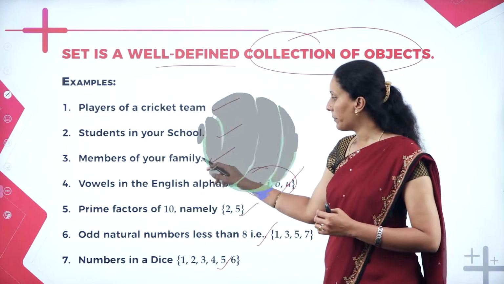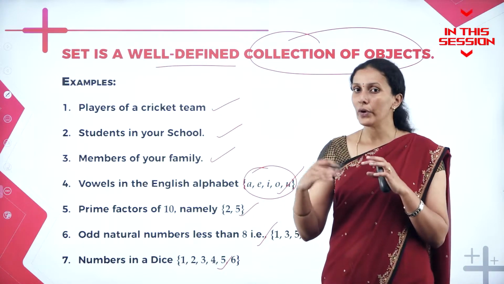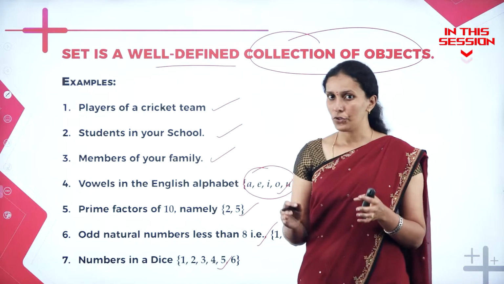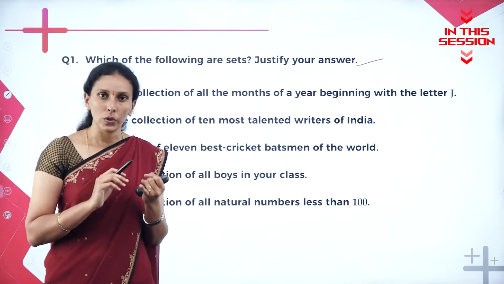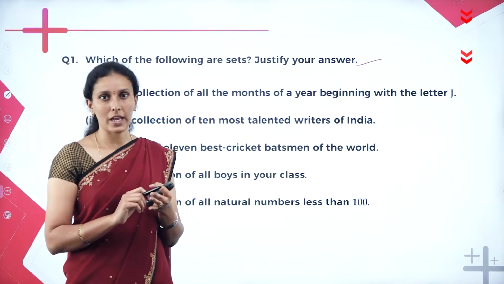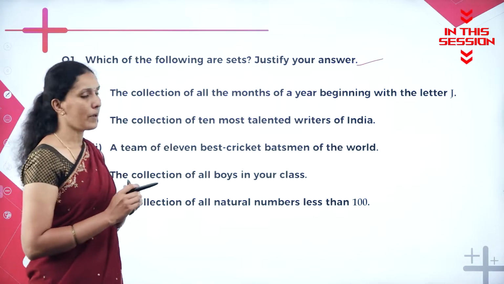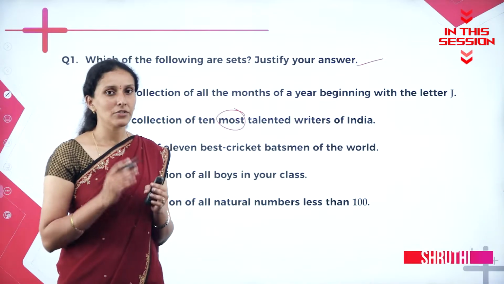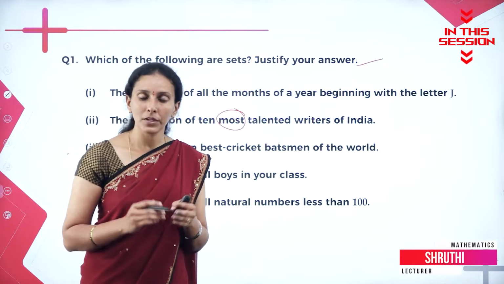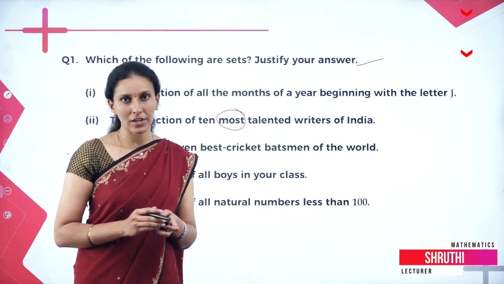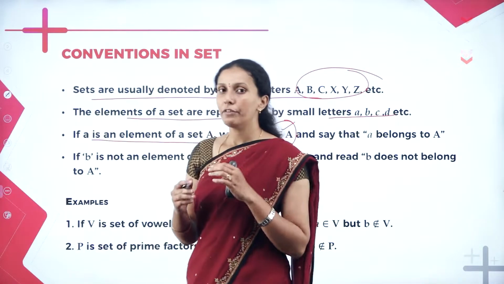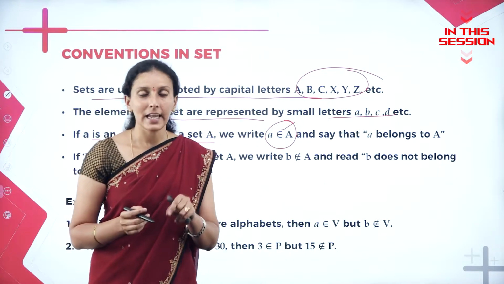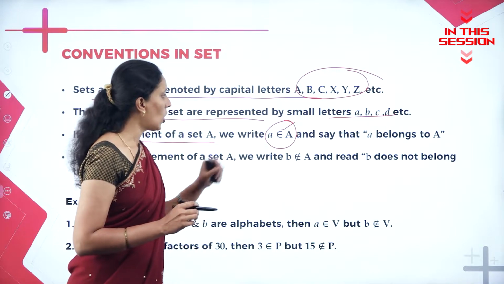When I say the members of your family, you can't include any other person neighbor to you. The months of a year beginning with the letter J are only January, June and July. So clearly they form a set. All the numbers from 1 to 99 are the numbers which are less than 100, which is a natural number, and hence it is a collection of a set. Whenever any element is inside the set, we use the symbol belongs to.